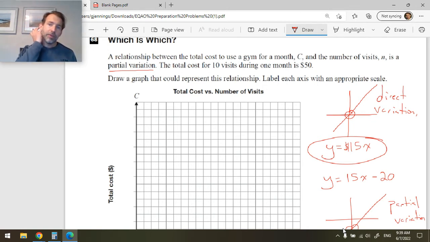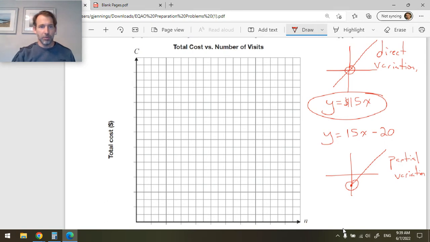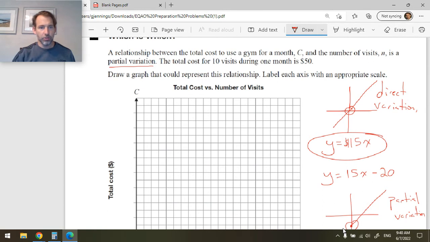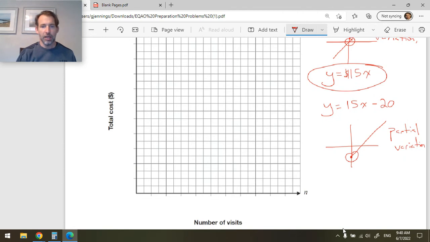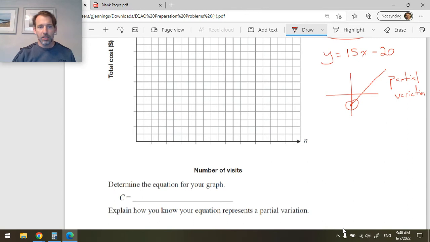Okay, so draw a graph that could represent this relationship. Label each axis with an appropriate scale. Let's say people might spend $100 a month to go to the gym. I know it can be higher than that, but I just want that to be 100. And then n is the number of visits. We had 10 visits in ours. So let's count 1, 2, 3, 4, and so on up to 20. Let's label that point 20 there.